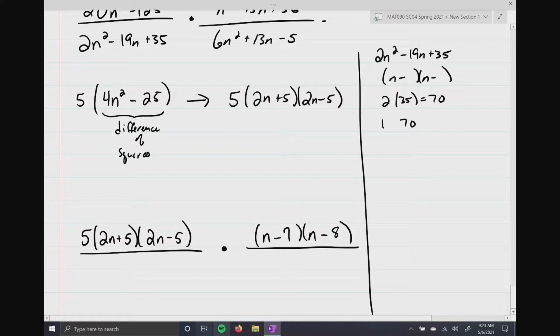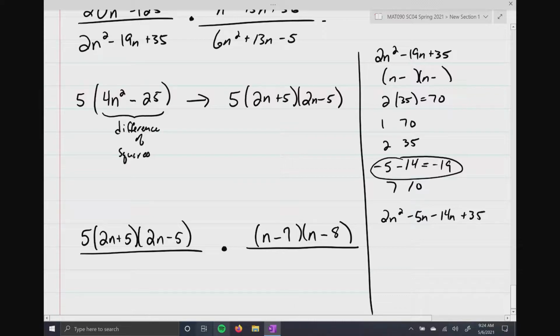Excuse me, 1 and 70. 2 and 35. 3 doesn't work. 4 doesn't work. 5 definitely works. 5 and 14. How about 7 and 10? And I need these to combine to give me negative 19, so it looks like it's going to be right here. So I get 2n squared minus 5n minus 14n plus 35.